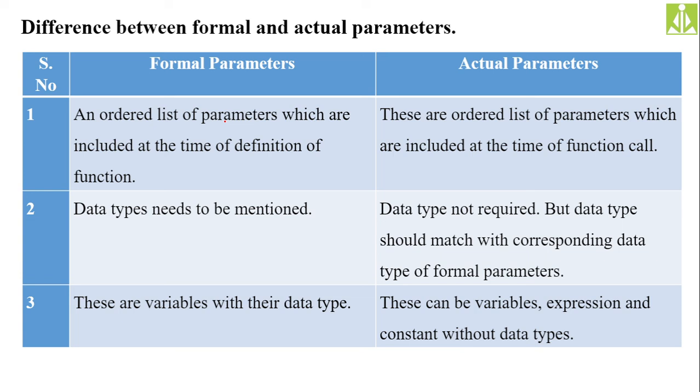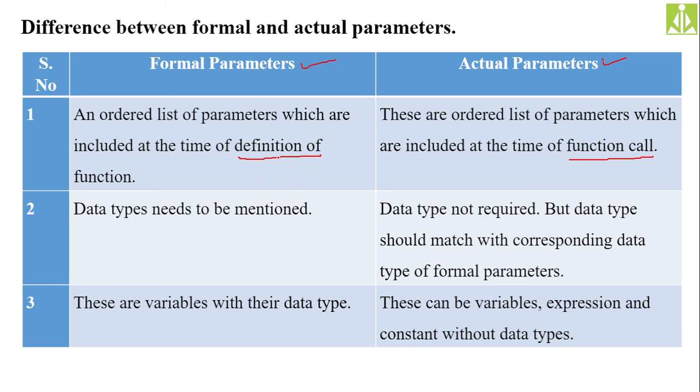Actual parameters are the ordered list of parameters which are included at the time of function call. So actual parameters are specified at the function call. You have to remember this one. Formal parameters will be available at the definition of the function, but actual parameters will be available at the function call. When you are calling the function, there we are specifying the actual parameters, and when we are defining the function, there we are specifying the formal parameters.